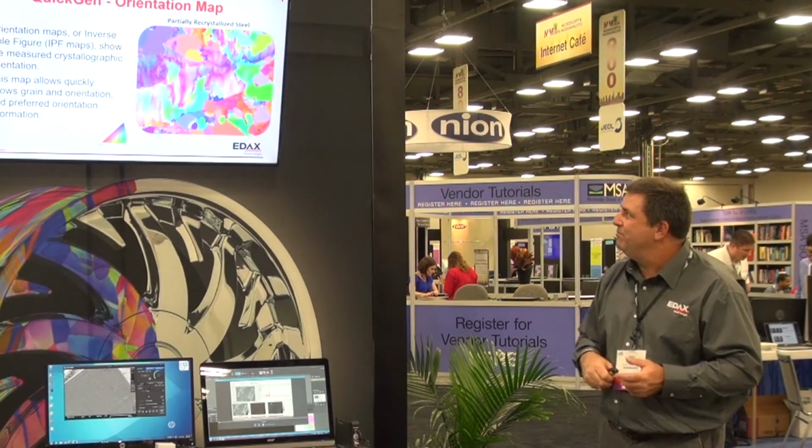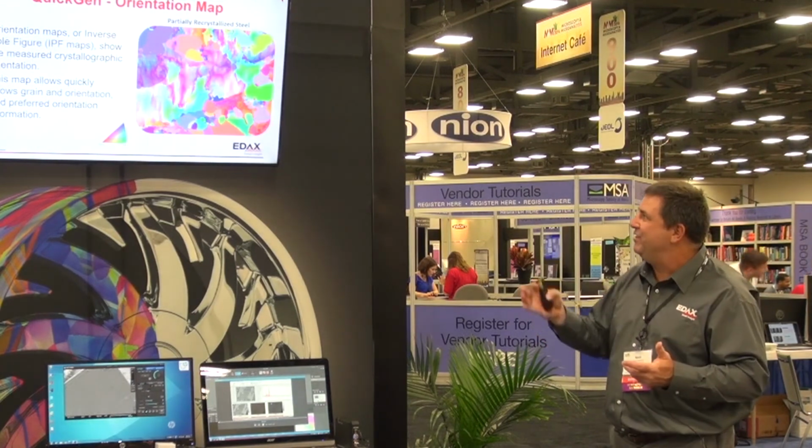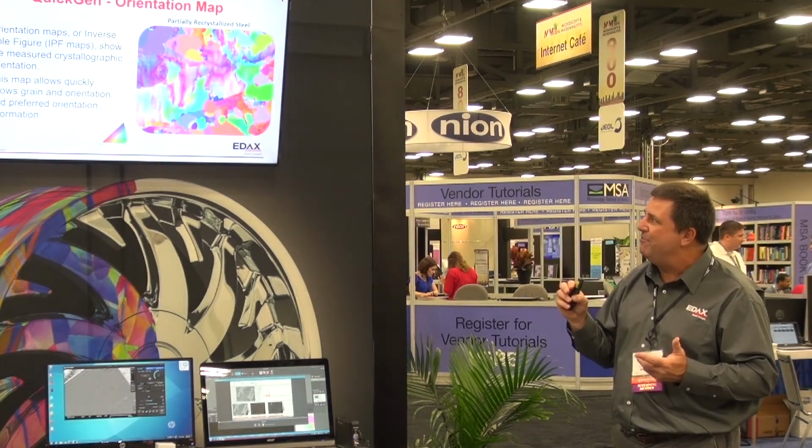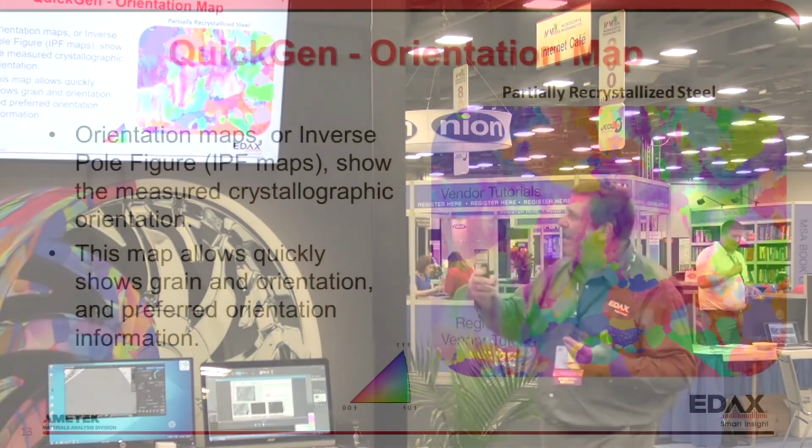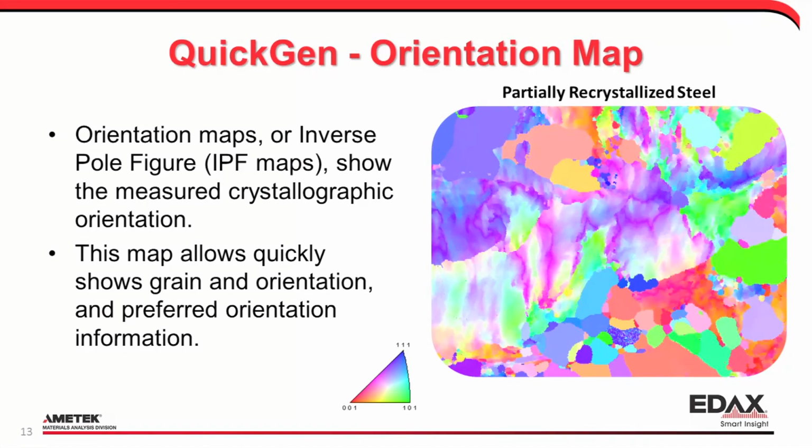The most common map you'll see for EBSD, I think, is the orientation map or IPF map. In this map, the points are shaded according to the crystal orientation. And so by that I mean, in this map, if it's colored red, it's close to a 001 orientation. This is a steel cubic sample. If it's blue, it's close to a 111 orientation.